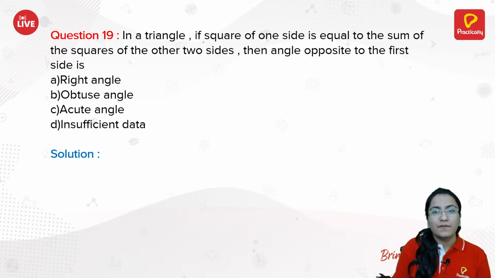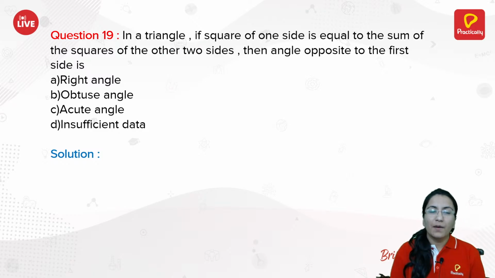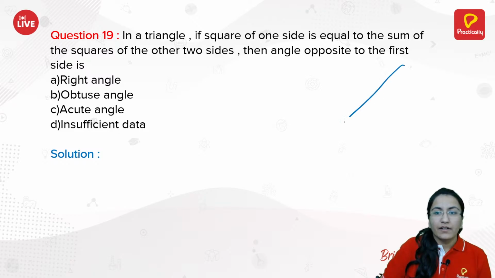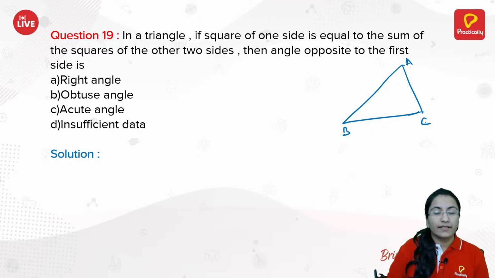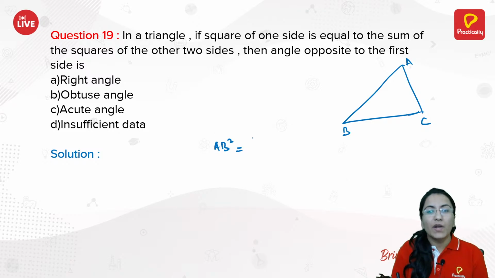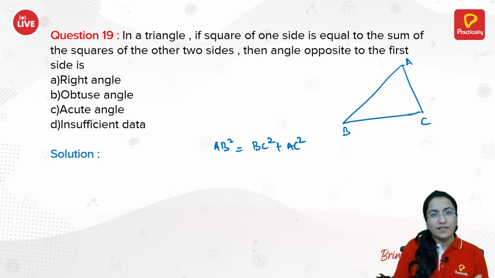In a triangle, if the square of one side is equal to the sum of the squares of the other two sides, then the angle opposite to the first side is: obtuse angle, right angle, acute angle, or insufficient data. You have a triangle ABC. The given information is that the square of one side is equal to the sum of the squares of the other two sides. Then the angle opposite to the first side is?